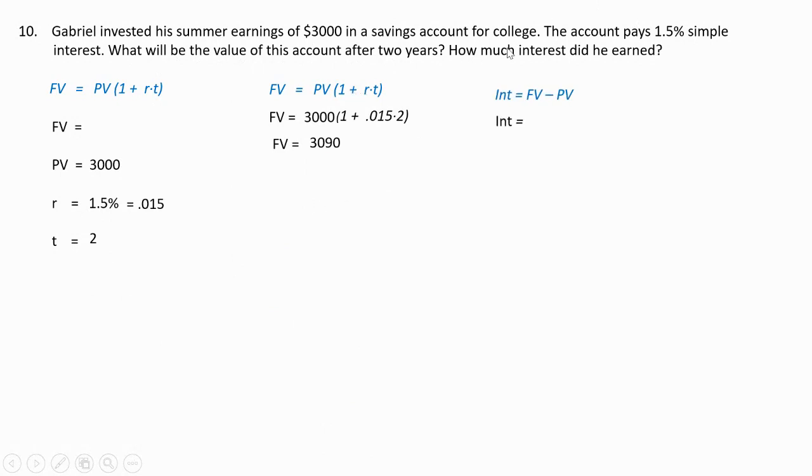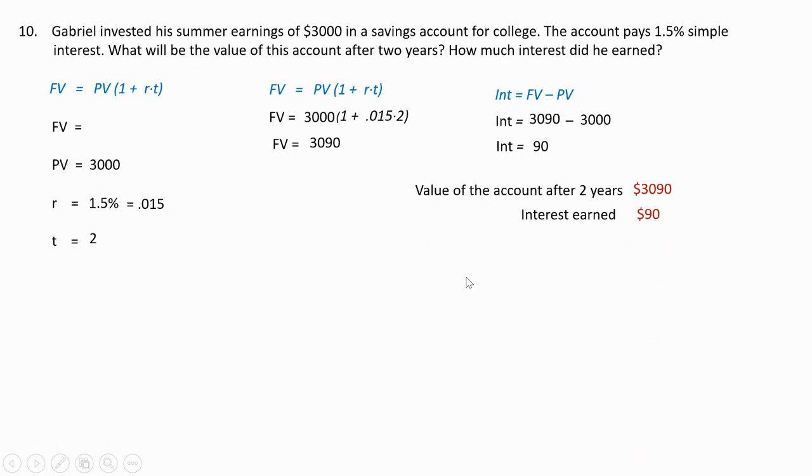Right? And also they want to see how much interest did he earn. So for the interest, it's the future value, which was 3,090, minus my PV, which was 3,000. The answer will be 90. So in other words, Gabriel invested $3,000, and in 2 years he only got $90 back because the interest is kind of low. Value of the account after 2 years will be 3,090 and interest earned will be $90.